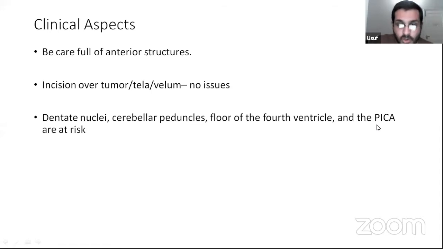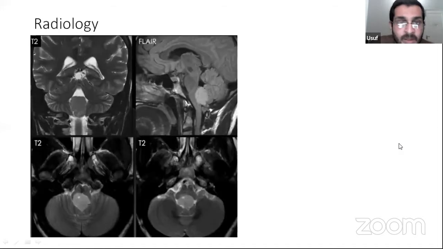So we have talked about the anatomy, the important anatomical structures around the lesion. So let's move on to some radiology. I'm sorry, I don't have the contrast images. I picked these images from the internet. They do not belong to me.